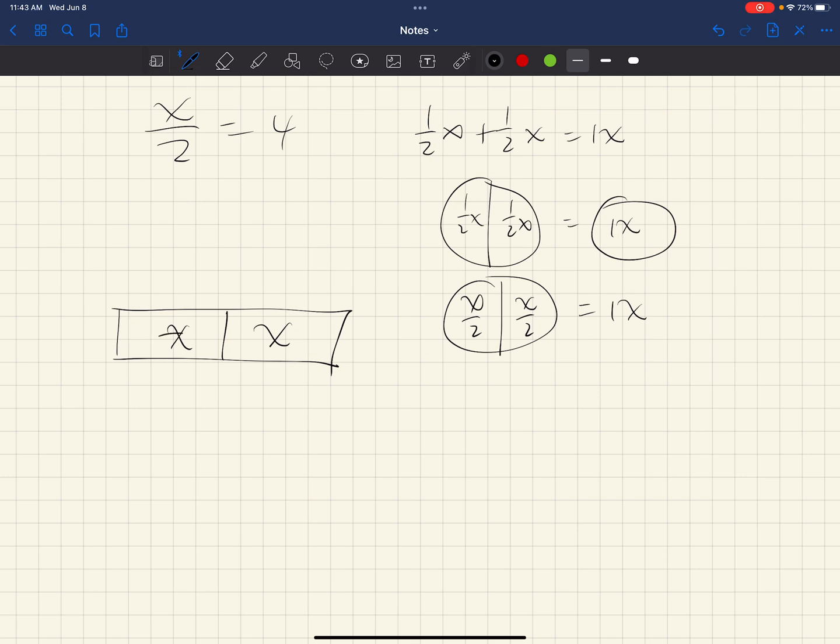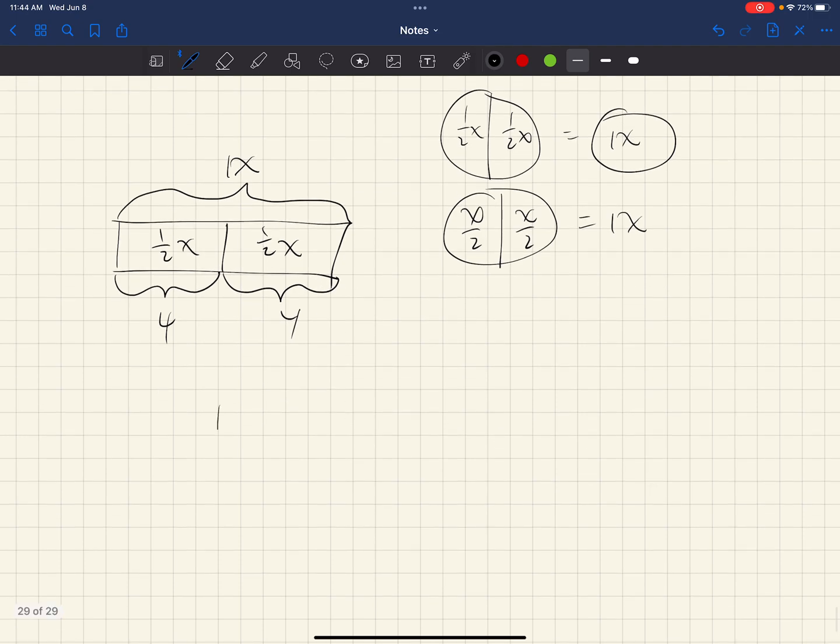Actually, I have a half of x and a half of an x. This half of an x is equal to 4, and this entire thing is equal to 1x, because a half of an x plus half of an x is equal to 1x. So if half of an x is equal to 4, then two half x's are going to equal 8.